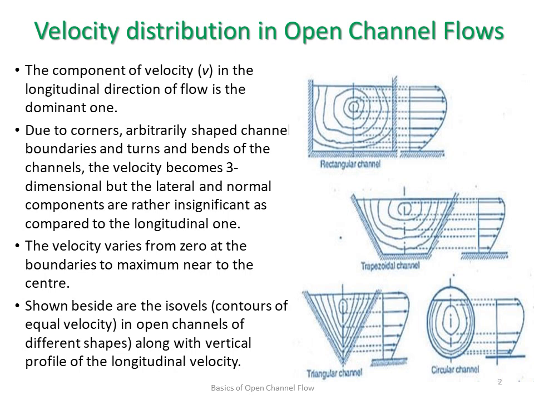Along with the velocity contours or the isovels, on the right hand side we can see the vertical profile of the longitudinal velocity. You can see that the vertical profile gives you the variation of the longitudinal component of the velocity along the y direction or the vertical direction.